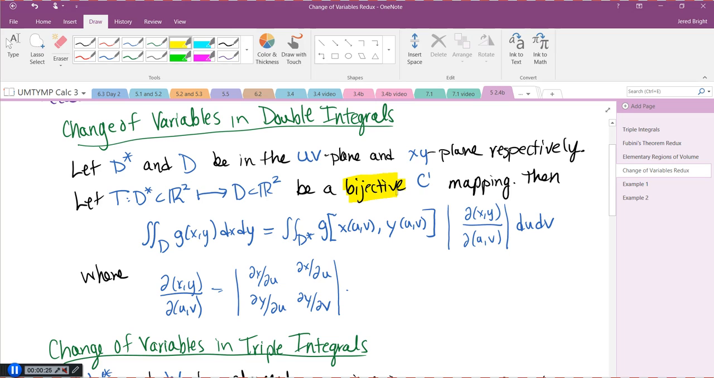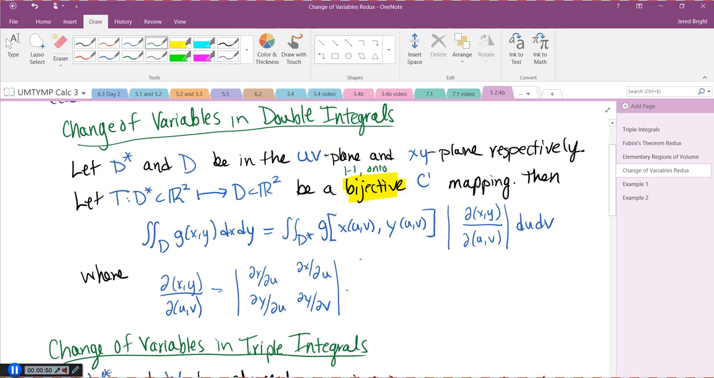it's just a very nice way of me being lazy, but it also means one-to-one and onto. It means that we have a one-to-one function and it's onto, so it's injective and surjective. And it's a C1 mapping. Great. And then all this really allowed us to do is map from domain D to this domain D star that perhaps had a nicer parameterization.